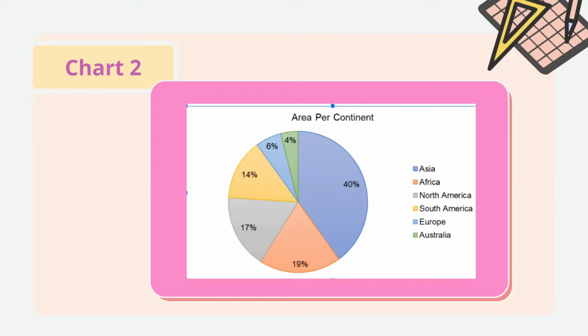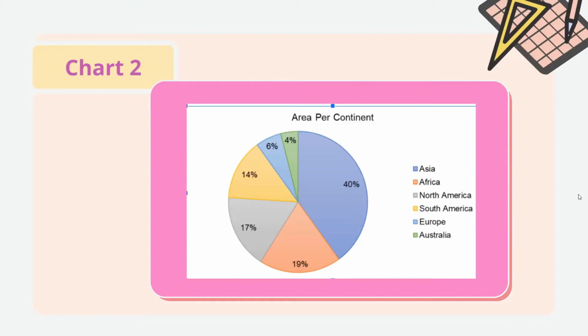There are 52,780,000 in North America with a percentage of 17%. There are 18,760,000 in South America with a percentage of 14%. There are 8,400,000 with a percentage of 6%. And in Australia, there are 5 million with a percentage of 4%. This implies that Asia is the biggest continent among the rest.